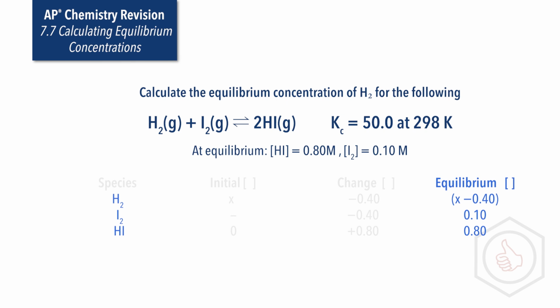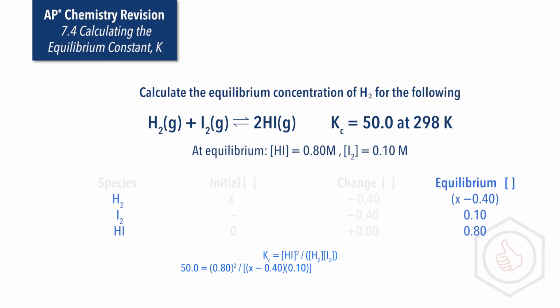So the expression will be Kc equals concentration of HI squared divided by concentration of H2 times concentration of I2. We're told the Kc value is 50, so 50 equals the concentration of HI, 0.8 squared, divided by the concentration of H2, X minus 0.4, times the concentration of I2, 0.1. With some rearranging, this will give us 0.1 times (X minus 0.4) equals 0.0128.